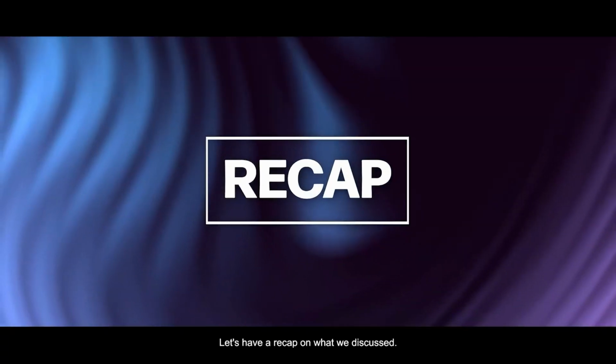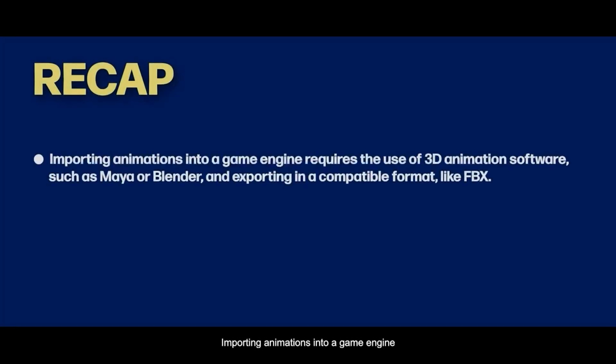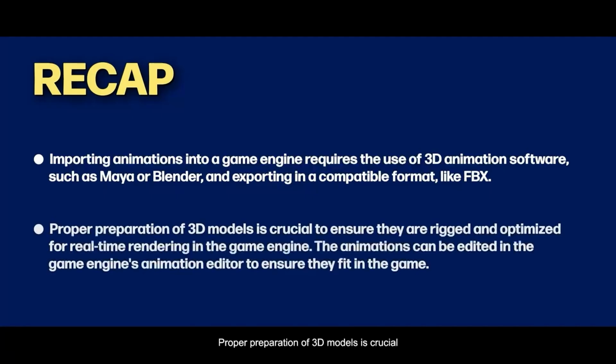Let's have a recap on what we discussed. Importing animations into a game engine requires the use of 3D animation software such as Maya or Blender and exporting in a compatible format like FBX. Proper preparation of 3D models is crucial to ensure they are rigged and optimized for real-time rendering in the game engine. The animations can be edited in the game engine's animation editor to ensure they fit in the game.